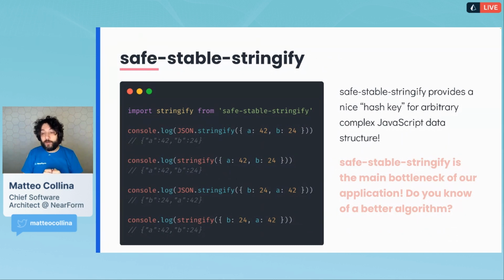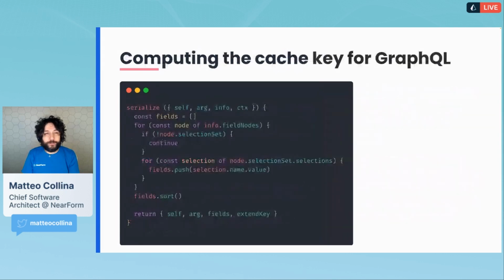So a good way to compute a key is to use a stable stringification algorithm. What does it mean? Well, with JSON stringify, if you swap two keys in the object definition, you will get two different strings. With a stable stringification algorithm, you will actually get the same keys, even if the object is defined differently. And we have used this. It works great. However, now this library is actually the bottleneck of my code. So if you know a better algorithm to generate a hash key from an object, just let me know.